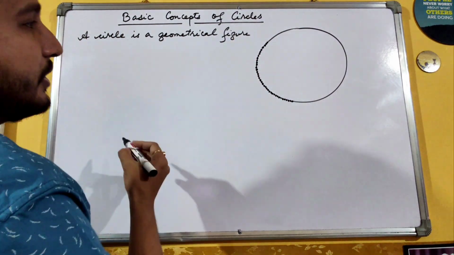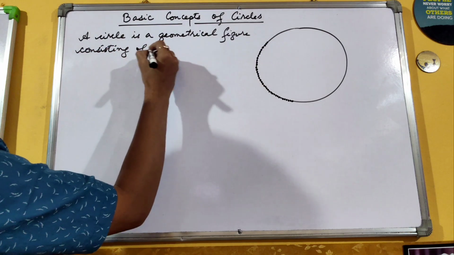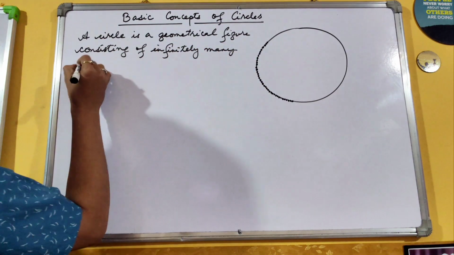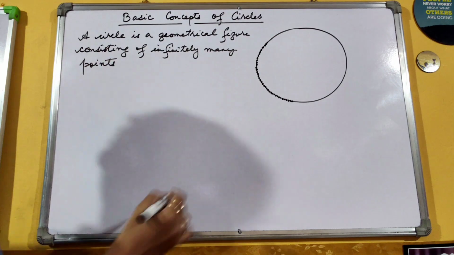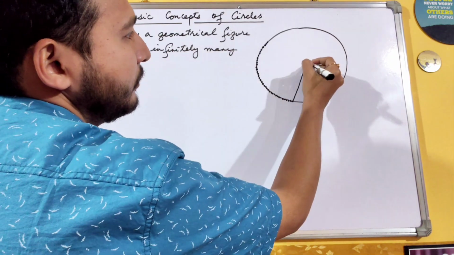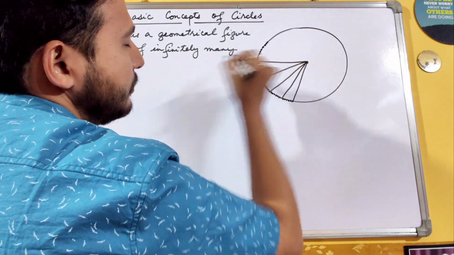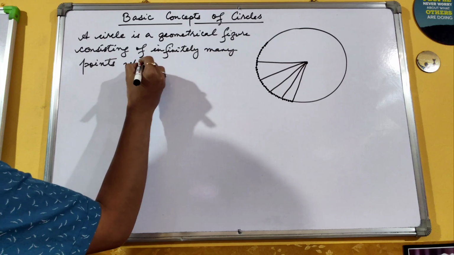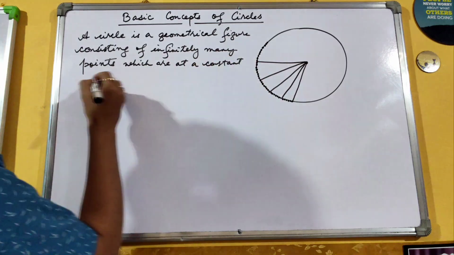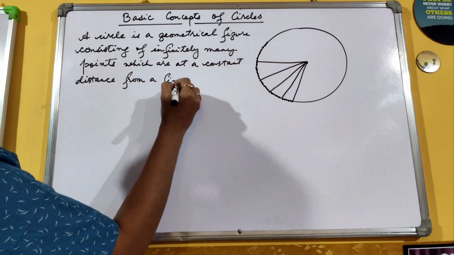So a circle is a geometrical figure consisting of infinitely many points, and these points are always at a constant distance from a fixed point.